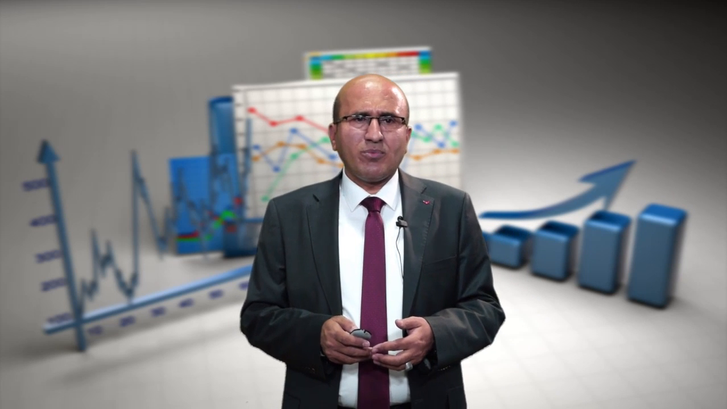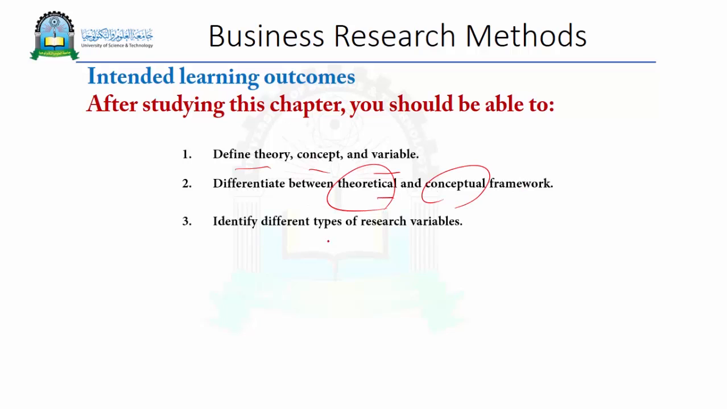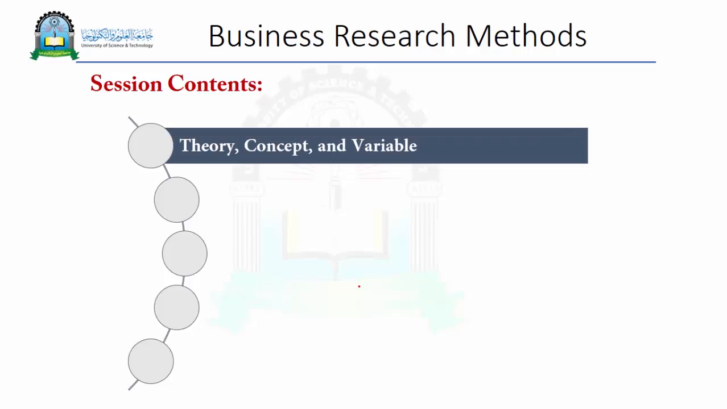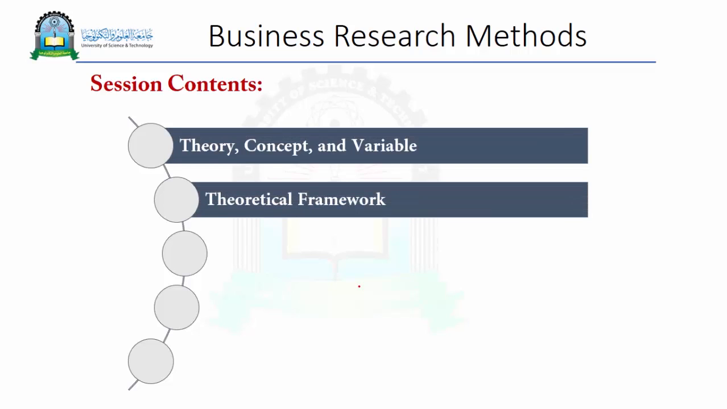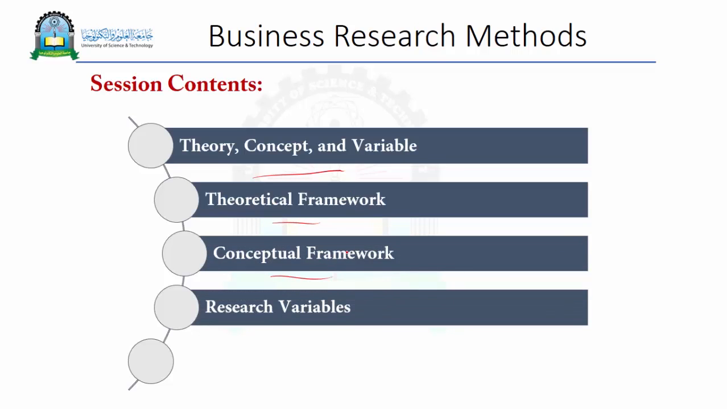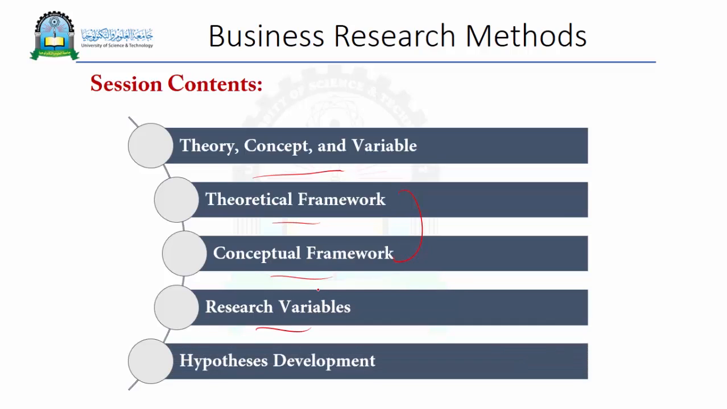And also, the students should be able to identify different types of research variables, which are the main components of reflecting the research problem. And also, after finishing this session, the students should be able to formulate testable hypotheses. Accordingly, the session content is going to be theory, concept and the differences, the theoretical framework development, the conceptual framework, and the differences between both, research variables and also hypothesis development.